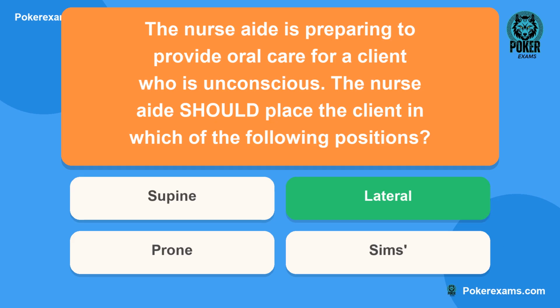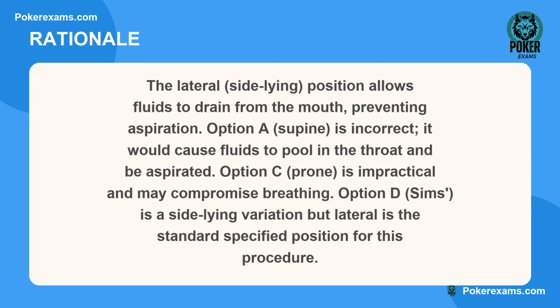The correct answer is B. Here is why. The lateral, side-lying, position allows fluids to drain from the mouth, preventing aspiration. Option A, supine, is incorrect. It would cause fluids to pool in the throat and be aspirated. Option C, prone, is impractical and may compromise breathing. Option D, Sims, is a side-lying variation, but lateral is the standard specified position for this procedure.